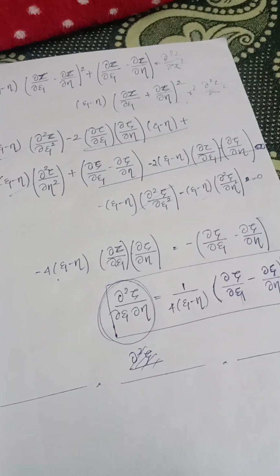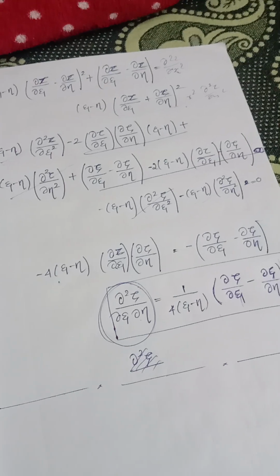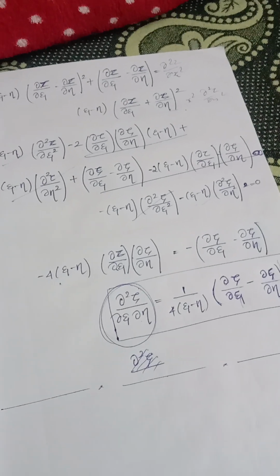This is our canonical form. In this canonical form we don't have x and y, and instead we have xi and eta.